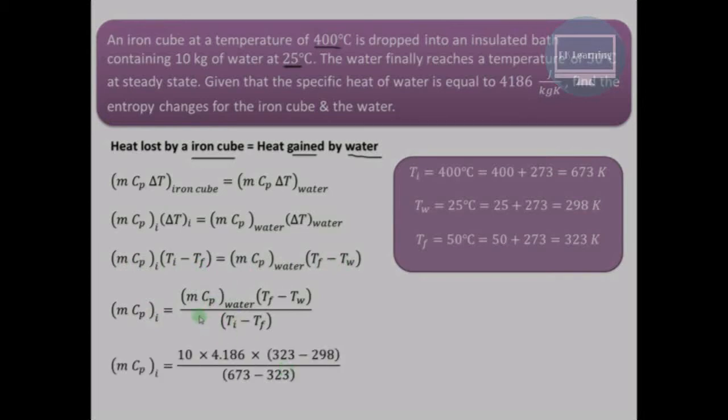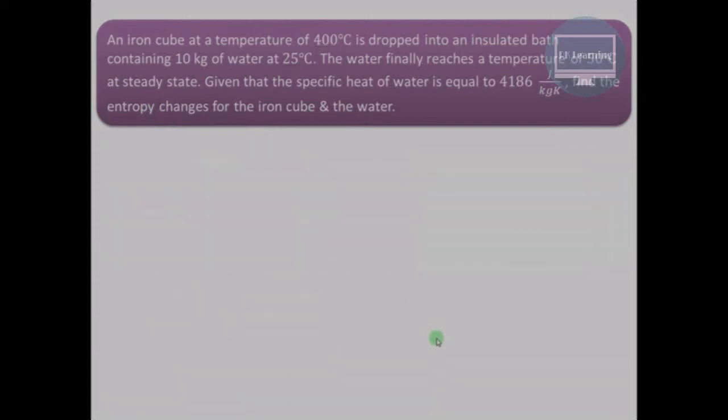Now substitute all these values. The mass is 10 kg for water. The specific heat of water at constant pressure is given as 4186 joule per kg Kelvin, so it is nothing but 4.186 kilojoule per kg Kelvin. Final temperature is 323, water temperature is 298, iron cube temperature is 673, and again the final steady state temperature is 323. Now using all these values, we can easily find the change in entropy for the iron cube as well as for water. And then if required, we can find the change in entropy of the universe also.